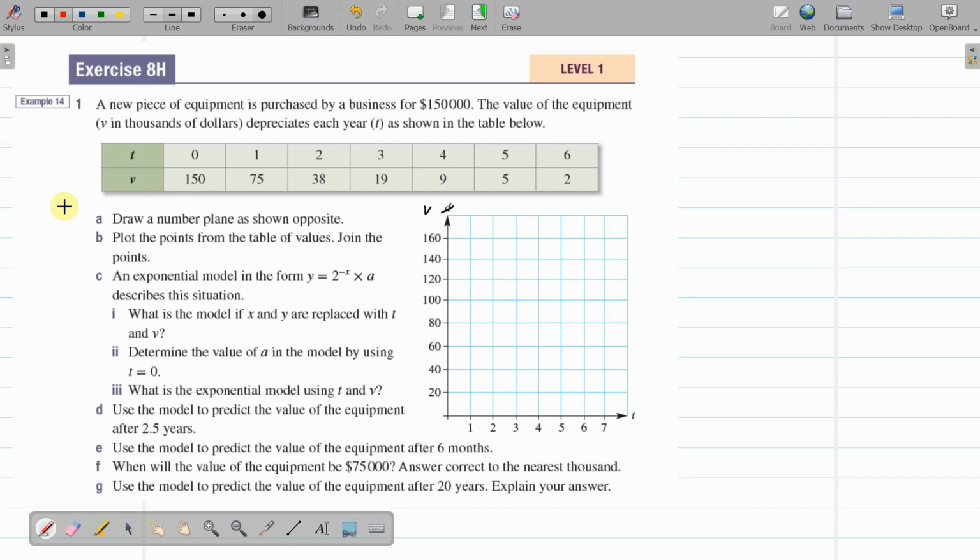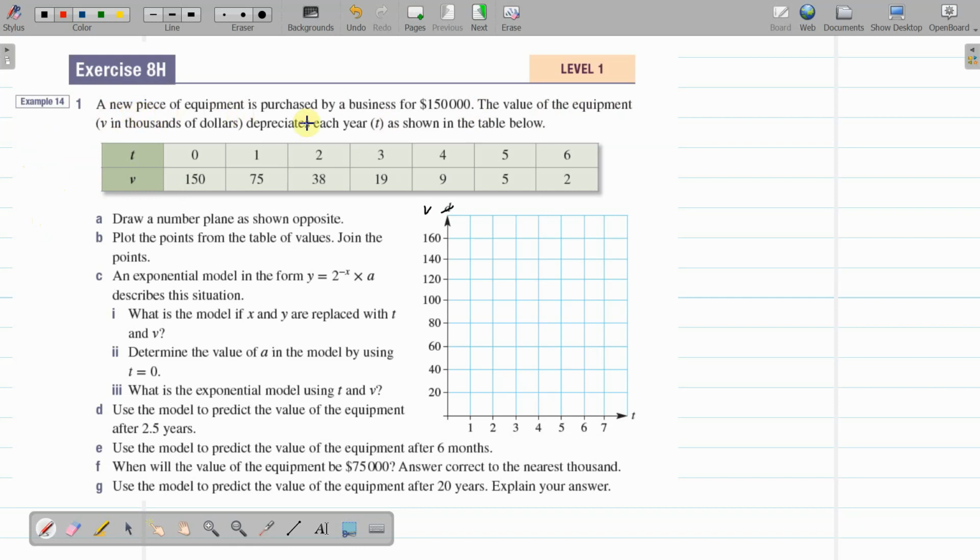Alright everyone, this is the video to walk us through the first 5 questions of exercise 8H, which is the work for this week. Okay, so firstly let's read the first part of the question. That'll help us understand the graph.